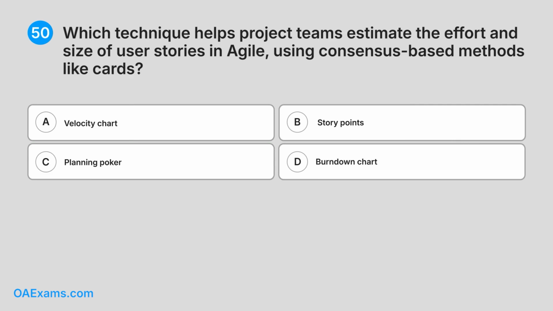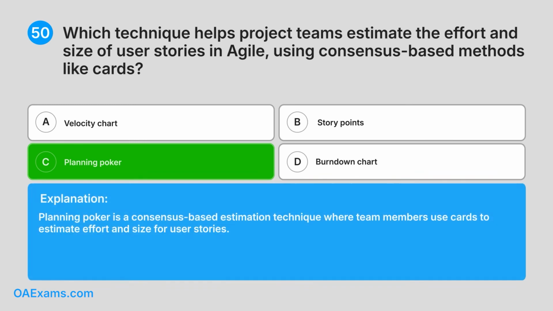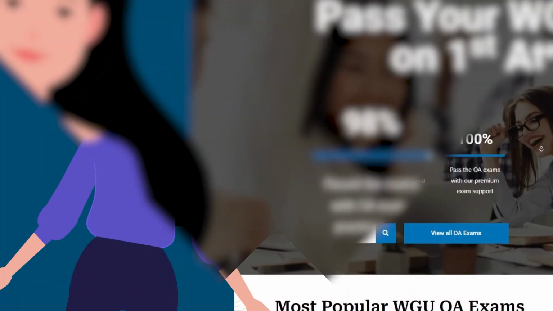50. Which technique helps project teams estimate the effort and size of user stories in Agile using consensus-based methods like cards? A. Velocity chart. B. Story points. C. Planning poker. D. Burn down chart. Do you know the answer? Correct answer. C. Planning poker. Explanation. Planning poker is a consensus-based estimation technique where team members use cards to estimate effort and size for user stories. You've reached the end of our first question set.